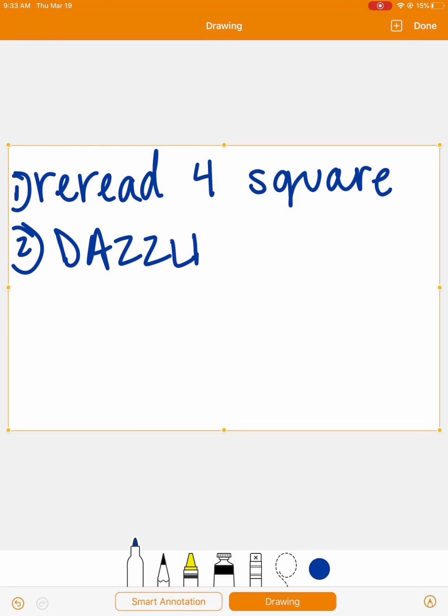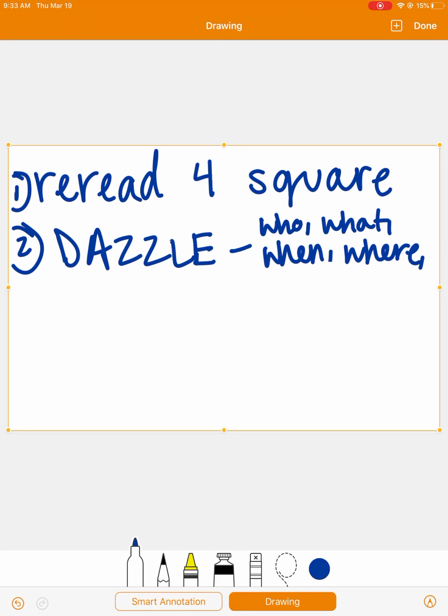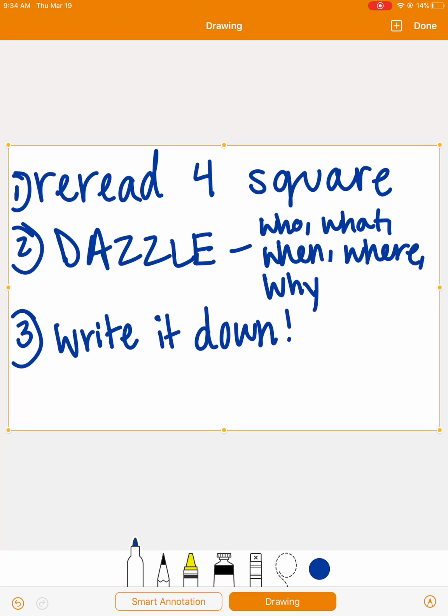We know what dazzle means. Add who, what, when, where, and why. Make sure each sentence has that. Then you're going to reread your Foursquare sentence, dazzle that sentence, and then write it down. And last but not least, you are going to reread it one more time just to make sure, okay?